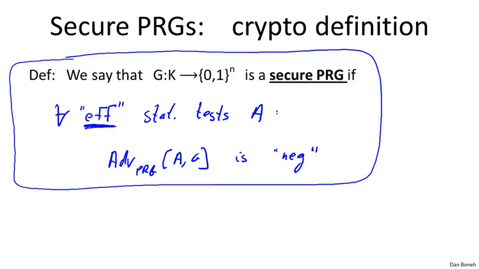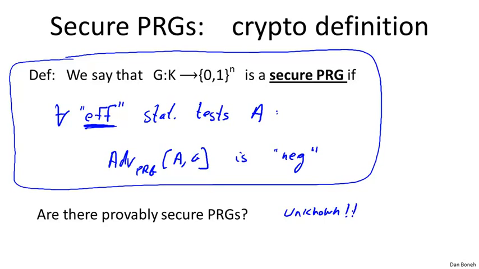Now that we have a definition, the next question is, can we actually construct a generator and then prove that it is a secure PRG? In other words, prove that no efficient statistical test can distinguish its output from random. And it turns out that the answer is we actually can't. In fact, it's not known if there are any provably secure PRGs, and I'll just say very briefly, the reason is that if you could prove that a particular generator is secure, that would actually imply that P is not equal to NP.